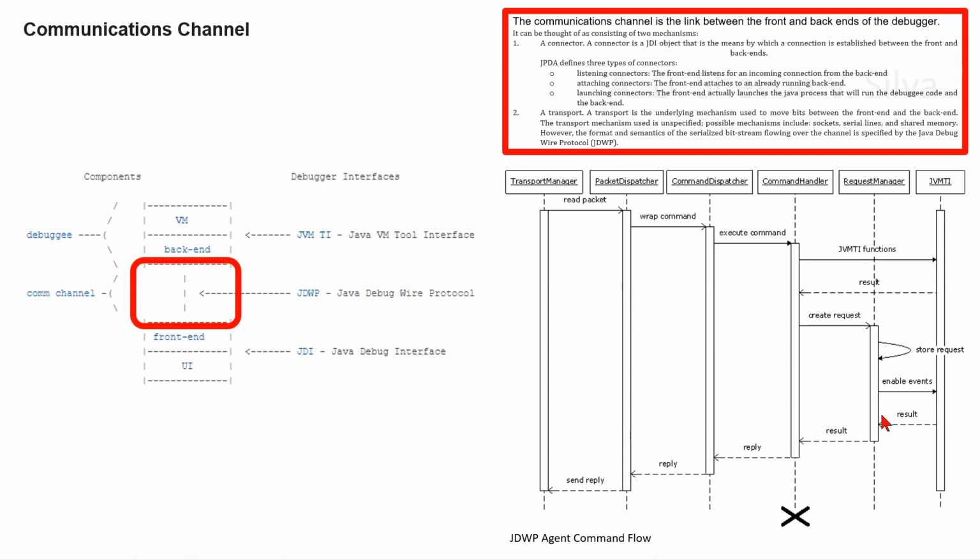Five, certain command handlers interact with the request manager to create or destroy an event request. In this case, the request manager enables or disables the event callbacks for the corresponding JVM TI events.